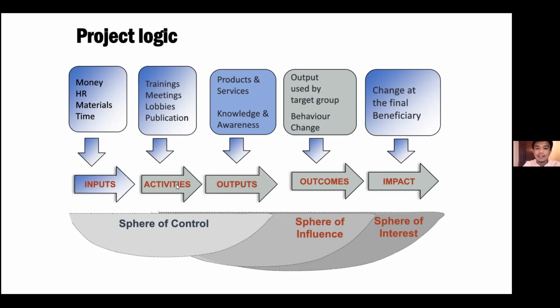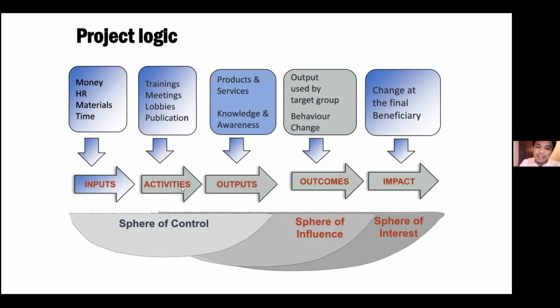But then from activities and outputs up to outcomes, that's where we can only influence. It means when we design things, we are at the mercy of the risk assumptions and of many internal and external things that may or may not directly or indirectly affect the project. So we can only influence this part. But our goal, our dream, is that whatever we can control and whatever we can influence, we hope to contribute towards our goal. And that's the sphere of interest.